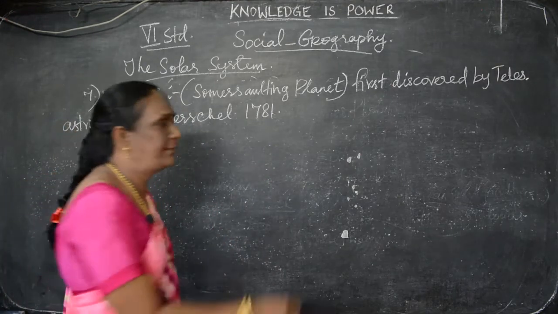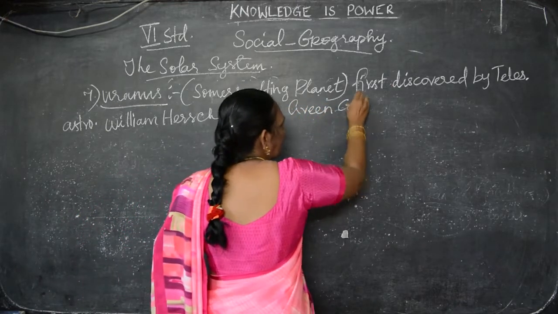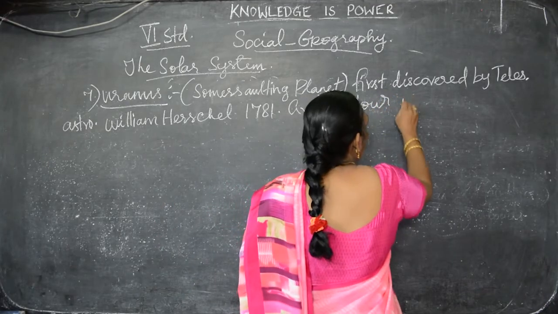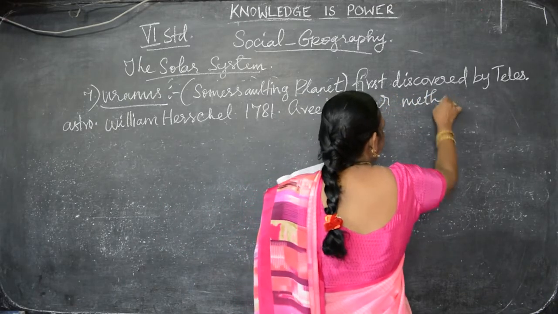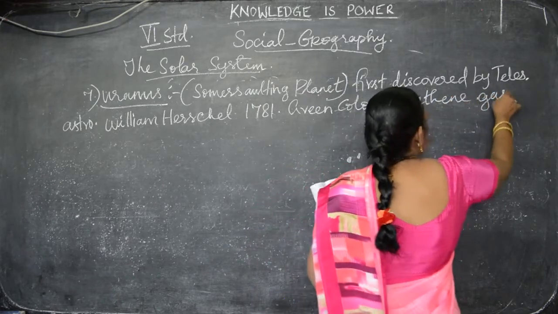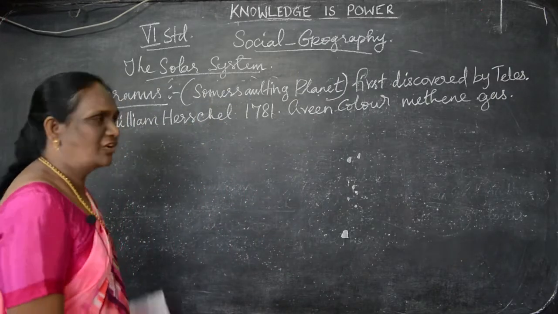And it appears green in color. What color does it appear? It is a green color planet. Because of what? The presence of methane. Because of the methane gas, it looks green in color. Understand? Can you able to follow, children?